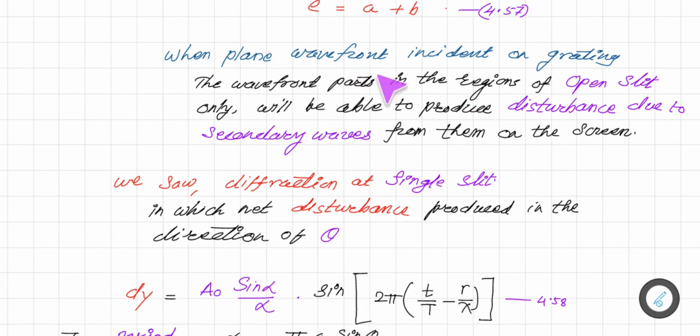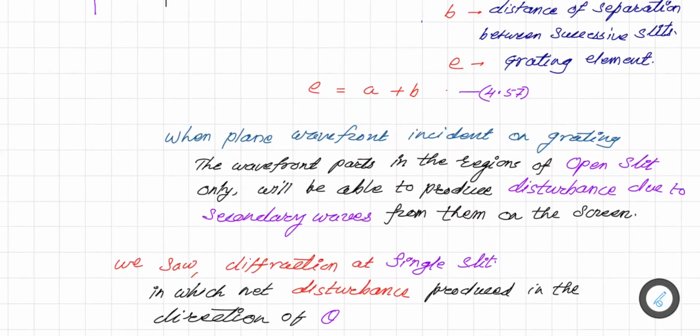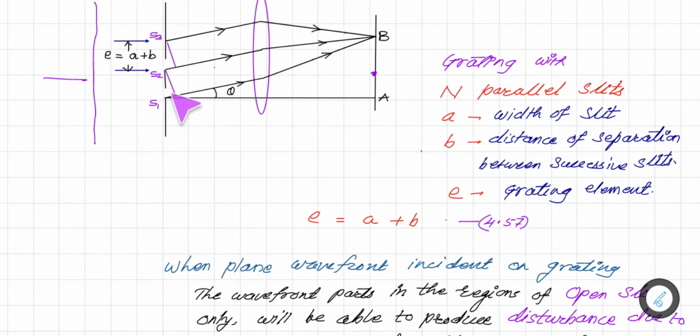So when a plane wavefront is incident on the grating, the wavefront parts in the region of the open slit only will be able to produce disturbance due to secondary waves from them on the screen. So the rays which are passing through the slits will be able to produce the disturbance.